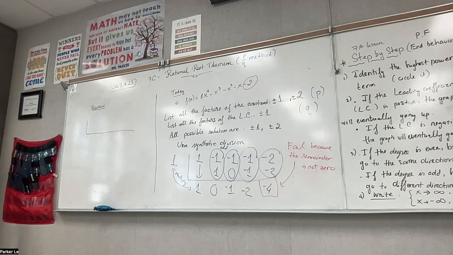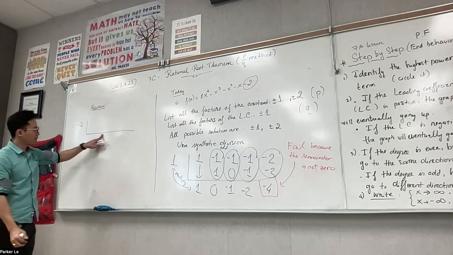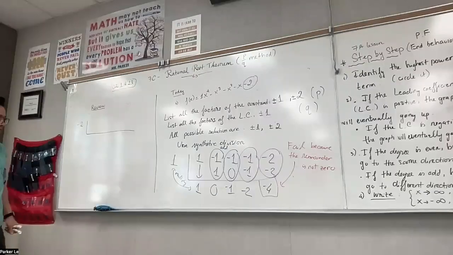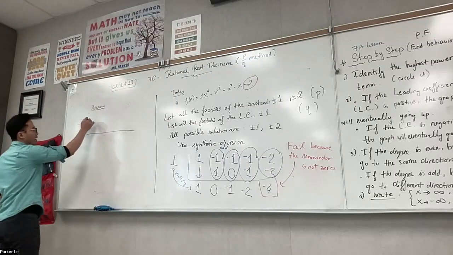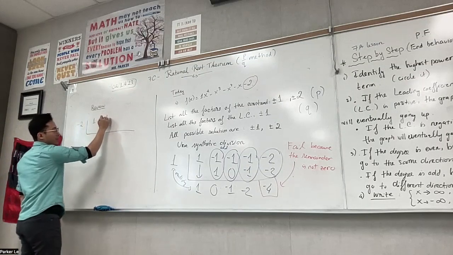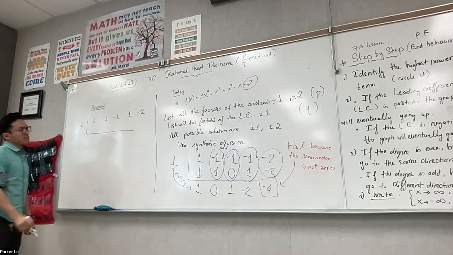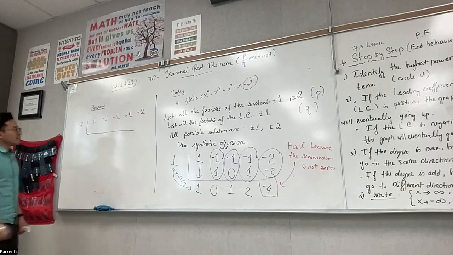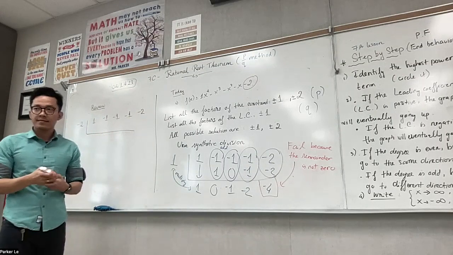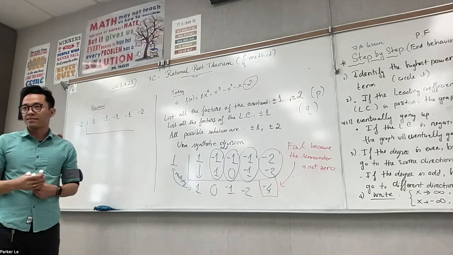Want to try 2? We do -2. Oh yeah, okay. Let's try -2. So 1, -1, -1, -1, -2. Yes. So how would we choose which? Oh, it's just lucky. It's just random.